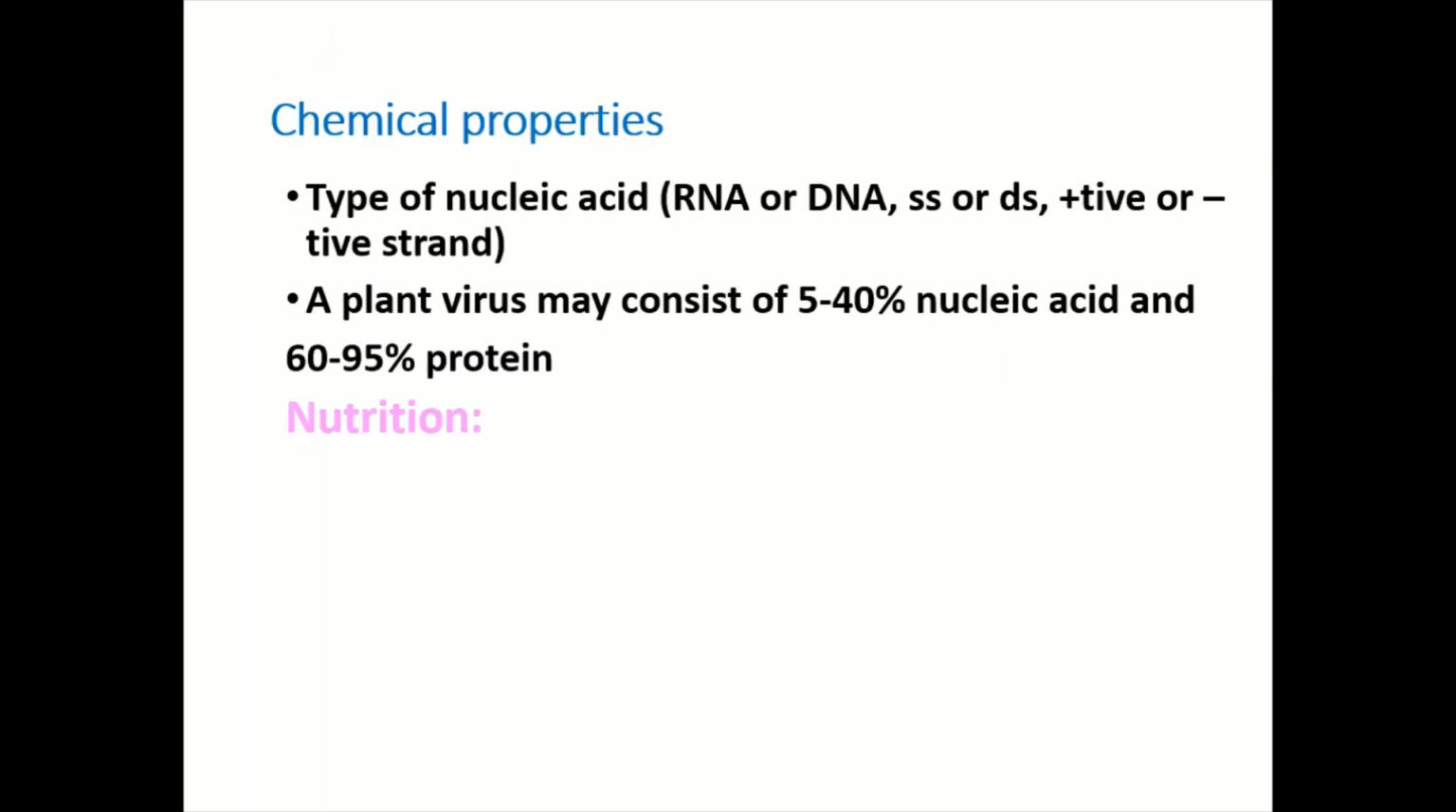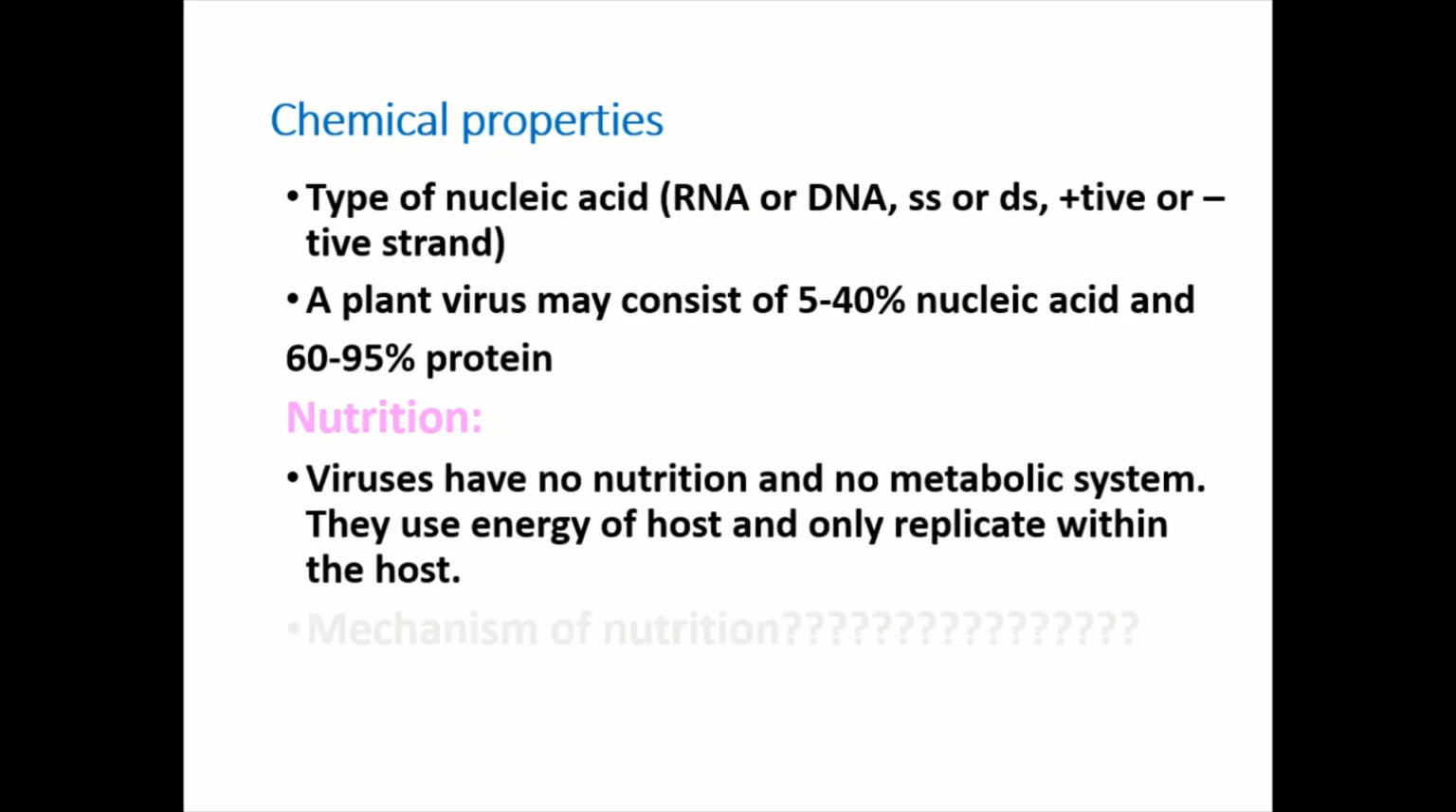Chemical properties: the type of nucleic acid could be RNA or DNA, single stranded or double stranded, and positive or negative strand. A plant virus may consist of 5 to 40% nucleic acid and 60 to 95% protein. Nutrition: viruses have no nutrition and no metabolic system, because they use the energy and the machinery of the host for replication, and this is why they do not have any mechanism of nutrition.